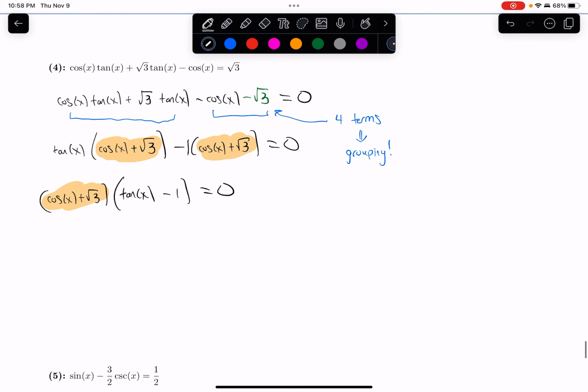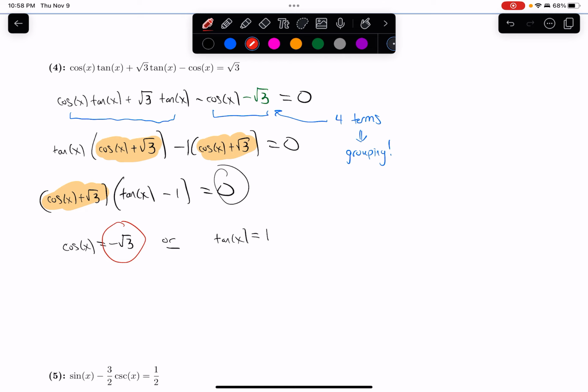Now I've got it factored. It equals 0, so either the thing from the first parentheses is 0, or the thing from the second parentheses equals 0. From the first parentheses, cosine x would have to be equal to negative root 3. Or from the second parentheses, tangent x would have to be equal to 1. Let's tackle these. When is cosine x equal to negative root 3?